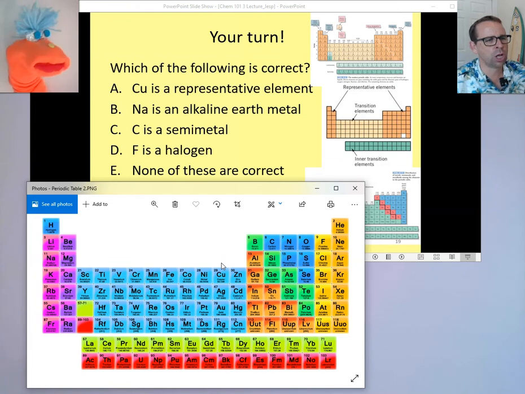Na is an alkaline earth. That's right, right? Na's over here on the left. Do you remember, is that alkaline or is that alkaline earth? Oh, that was just an alkali metal. That's right. Good, so B is not correct.